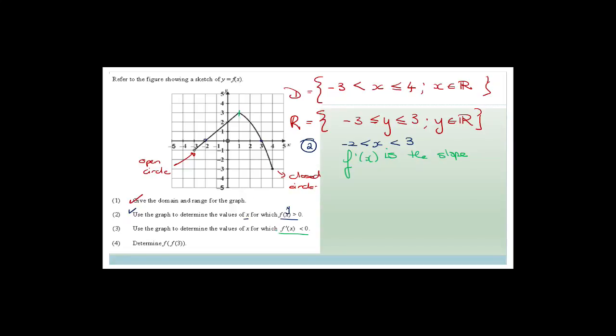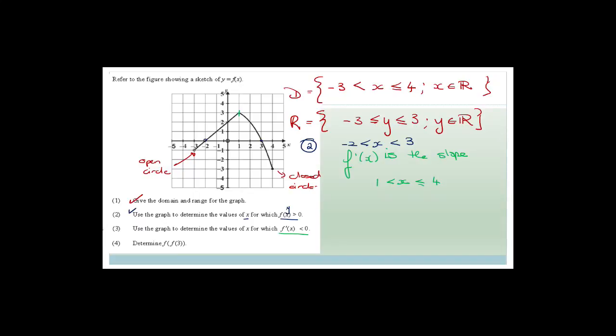So therefore, it has got a negative gradient for x smaller than 4. Or bigger than, sorry, I just want to erase something. Or bigger than 1. And it can equal 4 because it still has a negative gradient there. But it cannot equal 1 because there the gradient changes. It goes from a very positive gradient to a very negative gradient, so it changes.